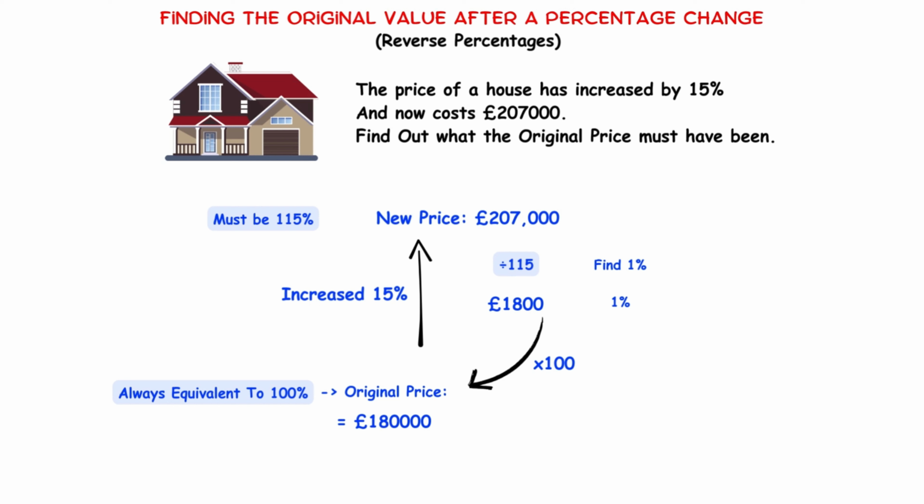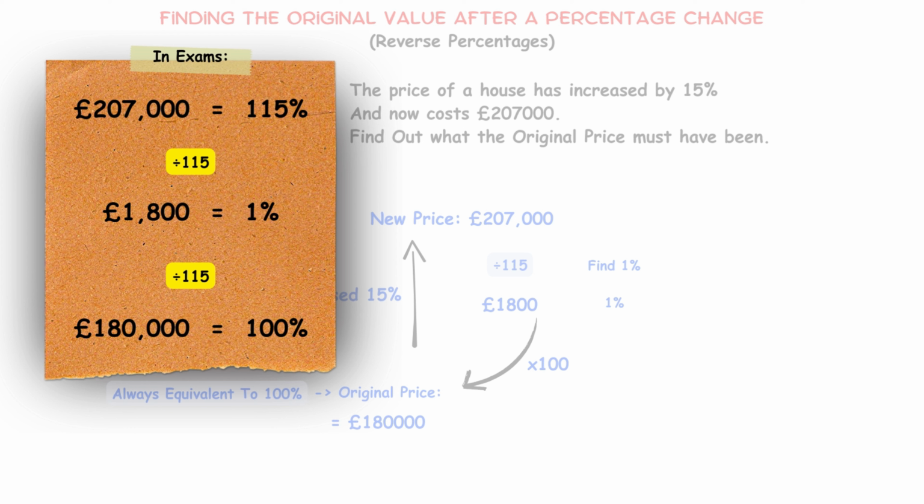This way of doing it is actually really helpful because it means that we can find out what 1% is by dividing the £207,000 by 115 to get £1,800, and because £1,800 represents 1%, all we have to do to find the original price, which remember we said earlier was 100%, is multiply £1,800 by 100, showing us that the original price was £180,000.